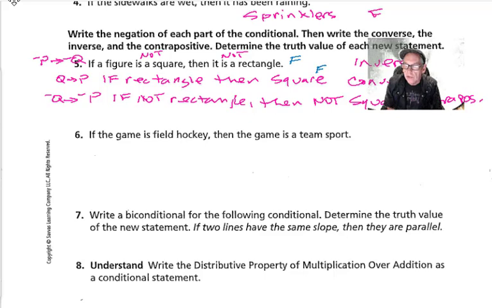If not a rectangle, then not a square. So if it's not a rectangle, which means opposite sides parallel, congruent, and 90-degree angles, then it's not a square. Could it be a square? It could be a square. So that makes that a false statement, because a square has all sides congruent, which makes it not a rectangle, because a rectangle only has opposite pairs of sides congruent. So if it's not a rectangle, it also makes that a false statement.